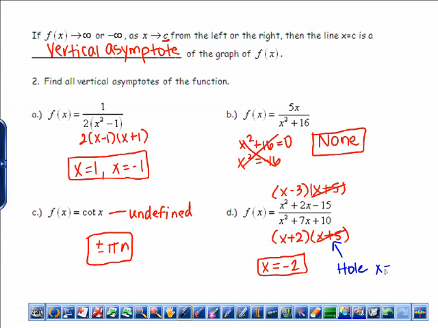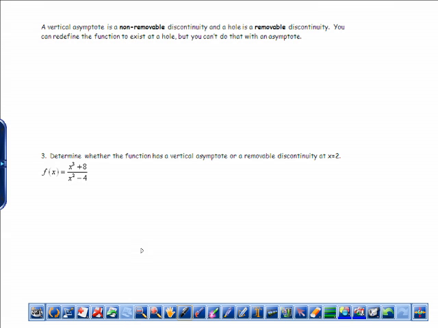And I have a hole at x equals negative 5, and if you wanted to find the y value, you could. It's not asking us for that, but that's what's happening there. That's why this is called a removable discontinuity, because I can remove it. A vertical asymptote, you cannot remove that discontinuity. So a vertical asymptote is a non-removable discontinuity, and a hole is a removable discontinuity. You can redefine the function to exist at a hole, but you cannot do that with an asymptote.